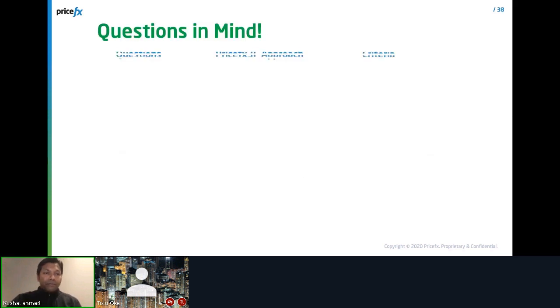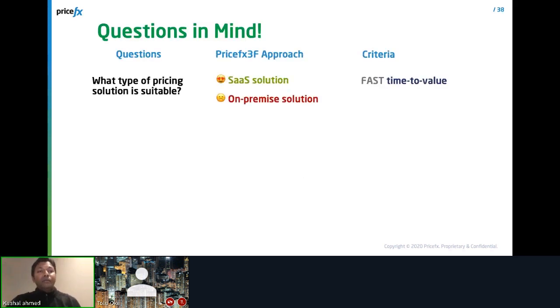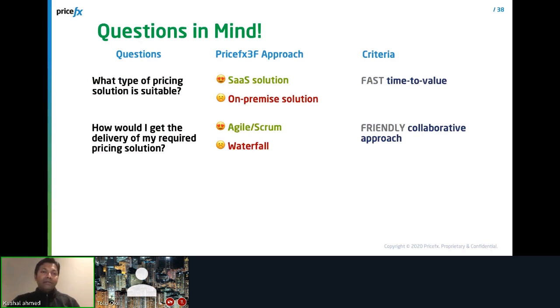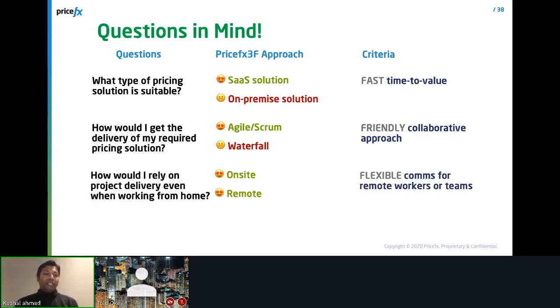So far, we have answered the first two questions, and with this analysis of on-site versus remote communication, we actually answered the last question that we presented in the beginning: how would I rely on project delivery even when working from home? So basically, we love both on-site and remote. This is the flexible format, and we always need to enable remote communication. And if we can do on-site meetings, we'll be doing that as well. And that's why we take a hybrid approach.